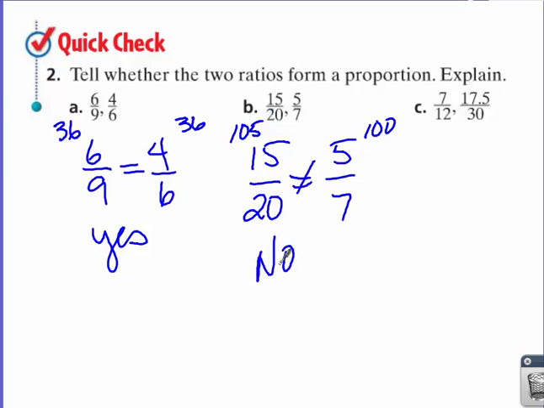Okay, you do the last one on your own. You check to see if it will make a proportion. Pause the video and answer the question. Okay, let's see how you did.